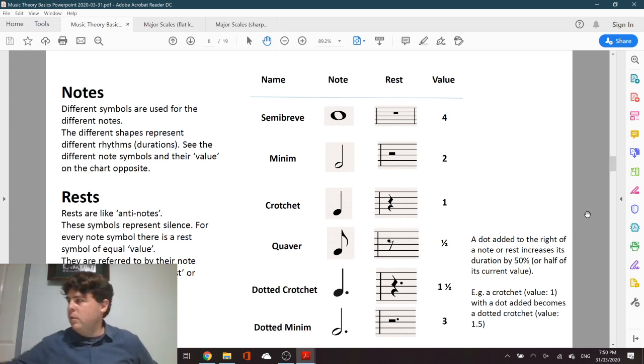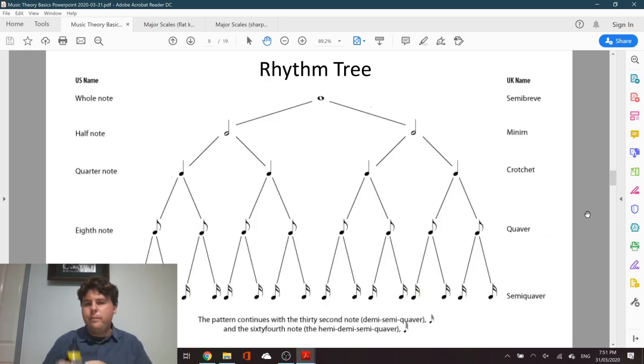There are some rarer note types which we don't see much anymore. So there is a note called a breve, which is 8 counts long, or twice as long as a semibreve. That's sort of fallen out of common use. And at the other end of the spectrum, you get semiquavers, which are worth 1/4 of a beat, and then demi-semiquavers and hemi-demi-semiquavers. It goes on and on and on. We'll see some of those a little bit later on. Alright, here we've got the rhythm tree.